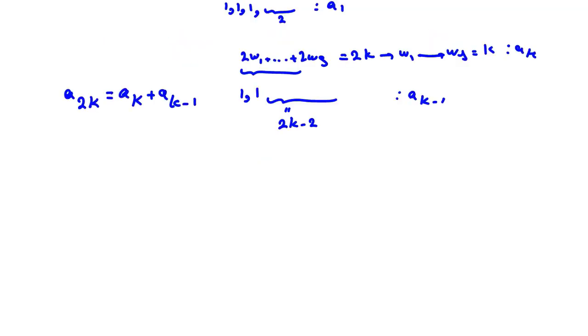Now let's consider A2K plus 1. Okay, let me tell you something. Exactly like this, try to calculate A2K plus 1 first on your own.